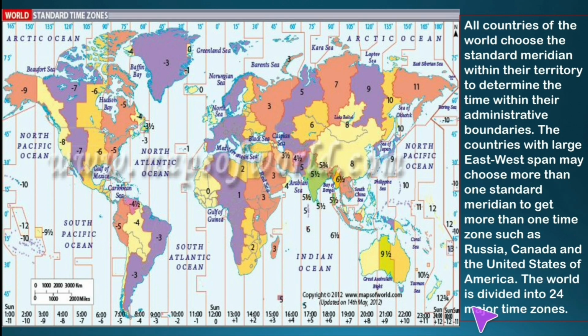The world is divided into 24 major time zones. Here you can see all the major time zones in the world. And here you can see 0 degree longitude, that is the prime meridian, and to the right hand side there are 12 time zones, and to the left hand side there are 12 time zones.